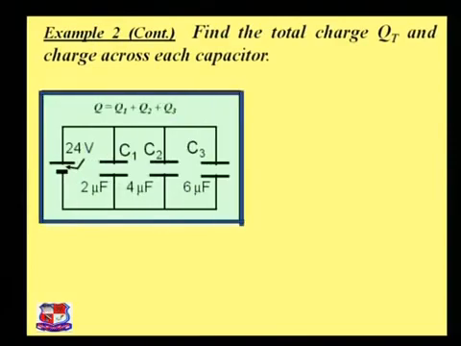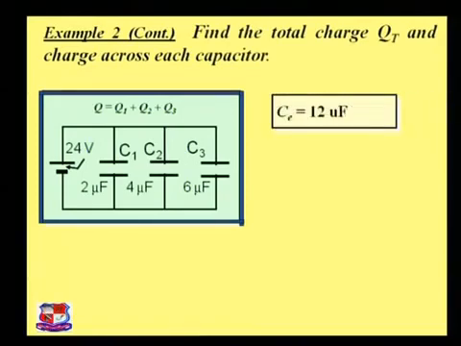Remember one thing: in a parallel combination of capacitors, the greater the equivalent value, the higher the value of the capacitor. Now find out the total charge, that is QT, and the charge across each capacitor, with 24 volts given by the battery across C1, C2 and C3.